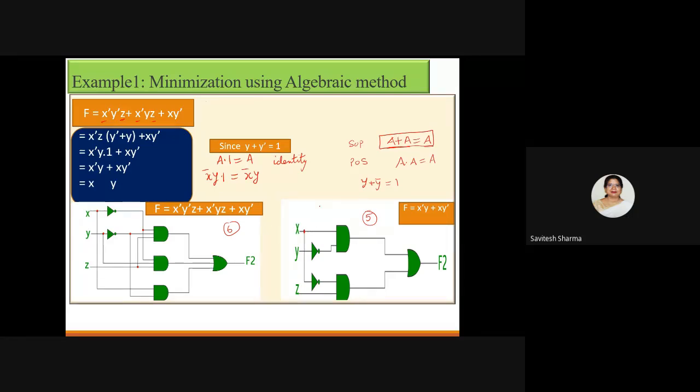Also you can write this expression as your x XOR y. So if you have an XOR gate, you can directly use the XOR gate here. If an XOR gate is available, you can use a single XOR gate to implement this function.